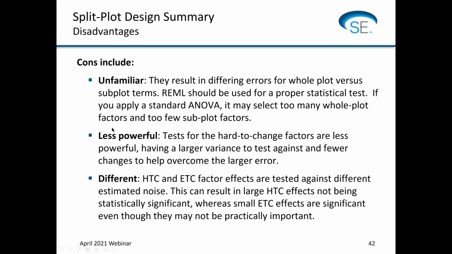Hard to change and easy to change factors are tested against different noise. This can result in hard to change factors not being statistically significant, even though they're large, right? The power is real low, so they may have large effects. You have to watch for that, and if it's a big effect, you have to be concerned about that. And you may find, in some cases, the easy to change factors have really small errors, if most of the error is associated with the hard to change, and you'll find things that are statistically significant, even though they're so small, they're not practically important.